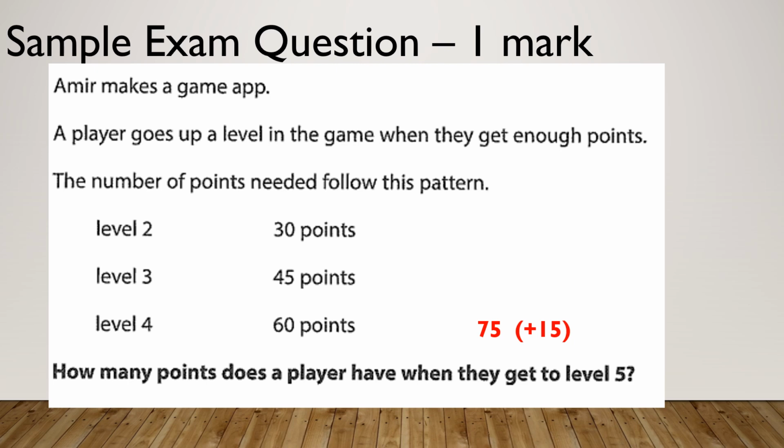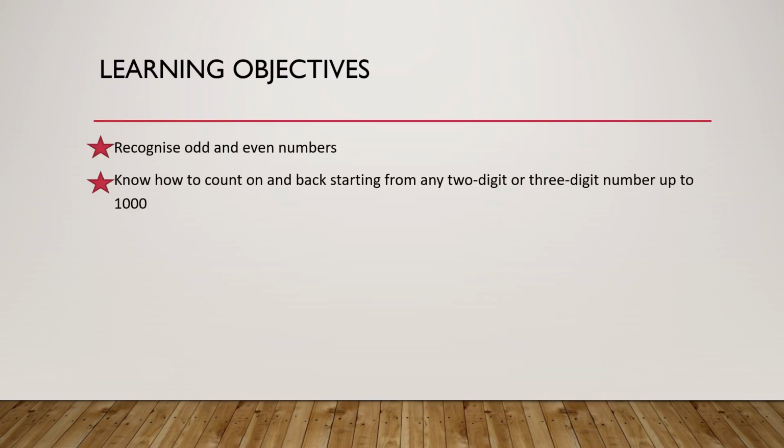Now in the exam you don't need to write your rule as plus 15. You don't need to write that information, you only need to write 75. You won't be penalised for writing your pattern as plus 15, or if you need to work it out by doing your arrows so that you've shown that it's plus 15 each time. It's always best practice to work out your rule, because that's what's helping show how you get from one number to the next. So our objectives for today was to look at odd and even numbers and know how to count on and back.